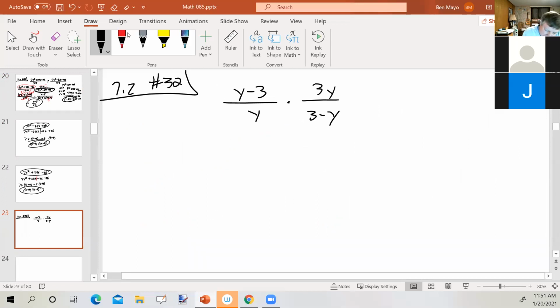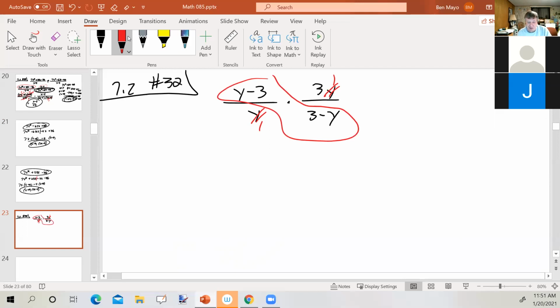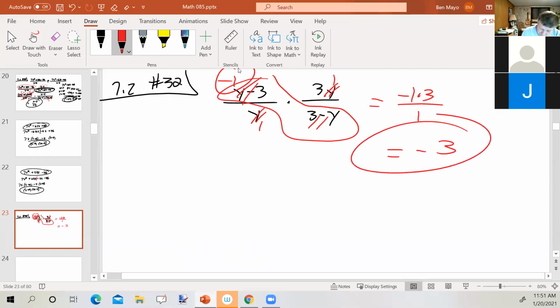Well, let's see. I could reduce the y and the y to 1 over 1. But take a look at this. There's that doggies and kitties, isn't it? (y minus 3) over (3 minus y) reduces down to a -1. So in the numerator, I've got -1 times 3. In the denominator, I've got 1. So my final answer is just -3. I like that problem a whole lot better than the last one.